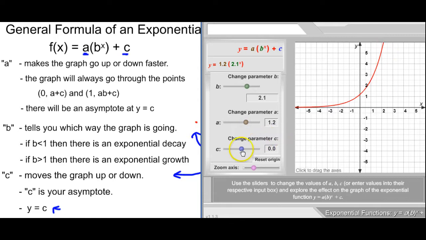The c value changes the horizontal asymptote, right? So right now it's at 0. Right now it looks like it's touching 0, but it's not supposed to. It's supposed to get really close to 0. If we change this and said like minus or plus whatever, you can see the asymptote is getting higher and higher, right? If we go down to a negative c value, it gets lower and lower. Again, that will change the a plus c and then a times b plus c. So please take note of that.